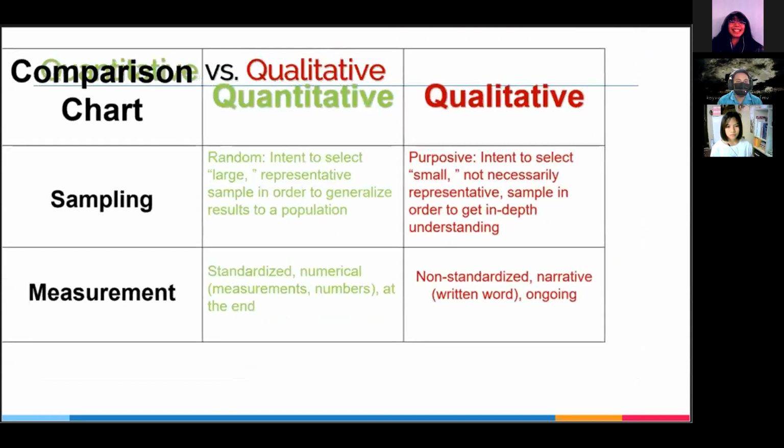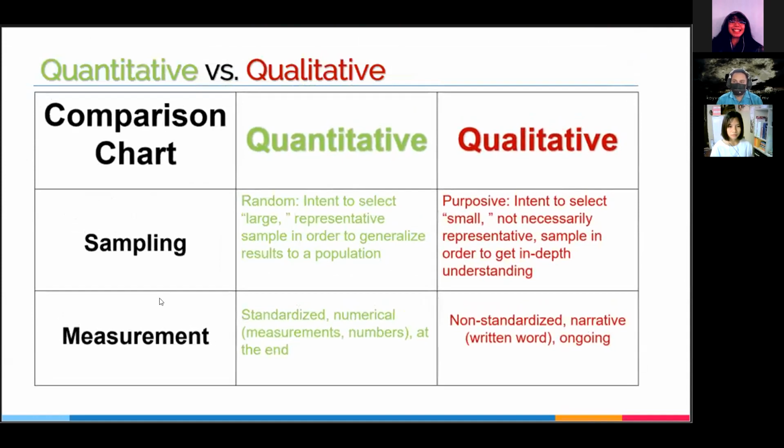Next, quantitative versus qualitative. Okay? So sa sampling, ano pinagkaiba nila? Sa quantitative, random ang sampling niya, which intends to select a large, representative sample in order to generalize results to population. Qualitative naman is purposive, na meron tayong ibang topic ng sampling, ha? So meron tayong separate yan kasi maraming sampling methods. So hindi lang random tsaka purposive. Qualitative naman usually is purposive. Now, the intention is to select a small, not necessarily representative sample in order to get in-depth understanding.